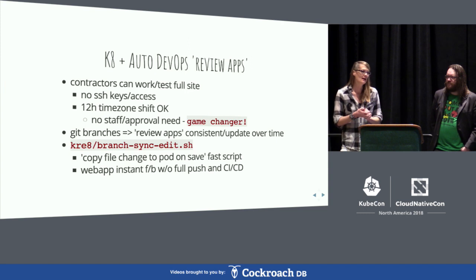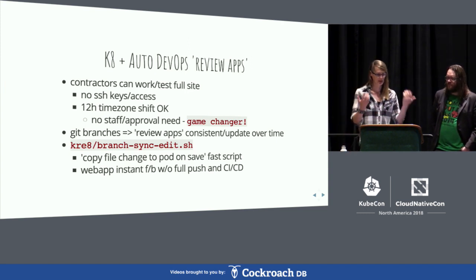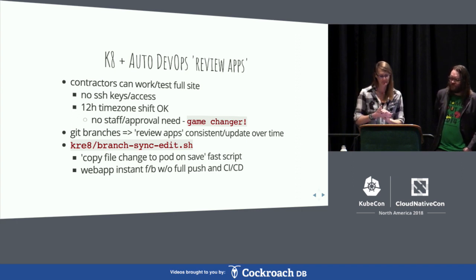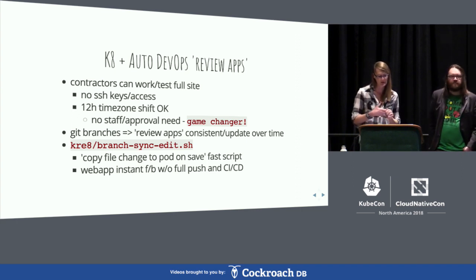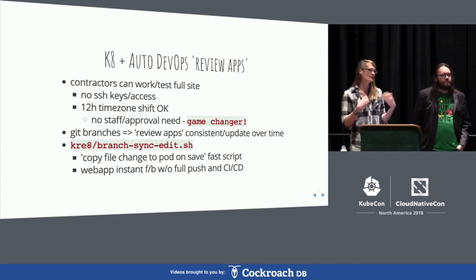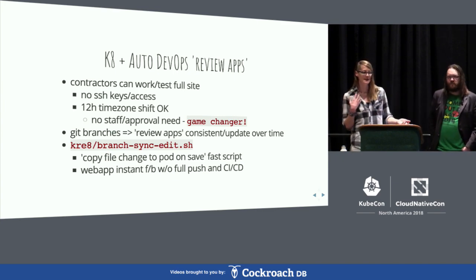So with Kubernetes and AutoDevOps from GitLab, with the Kubernetes tie-in, you just punch in your Kubernetes credentials and it ties right in. That allows you to have developers make these branches, not have SSH keys, not log in anywhere, none of that.